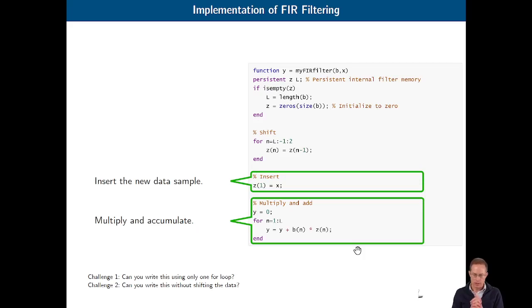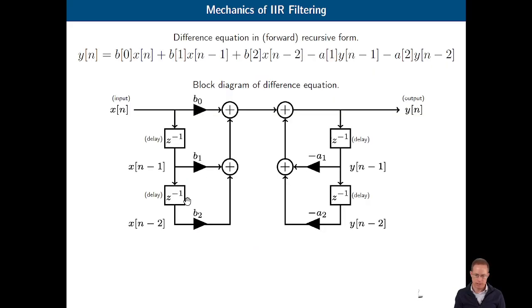Now, the question that I have for you here is, can you write this using only one for loop? So that's kind of the assignment. Now that you've seen what the machinery looks like, can you write this with just one for loop? You know, having two for loops here is inconvenient. Can you both shift and do the multiply accumulate in one for loop? So that's the assignment. Figure that out and try and get that done.